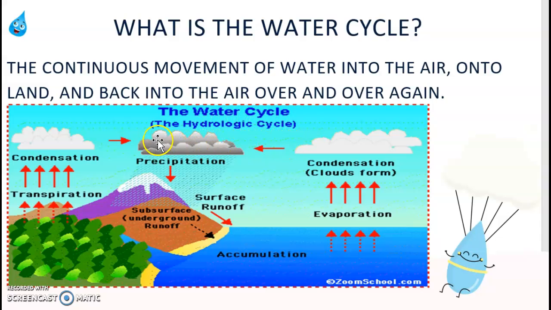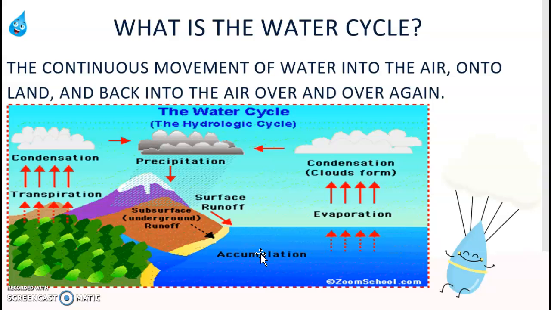Why is it called the hydrologic cycle also? Because remember, the water part of the earth is what you call the hydrosphere. So this is how water moves from one process to another. This is how water is being changed from one state to another in nature.